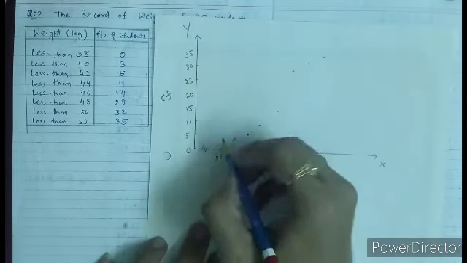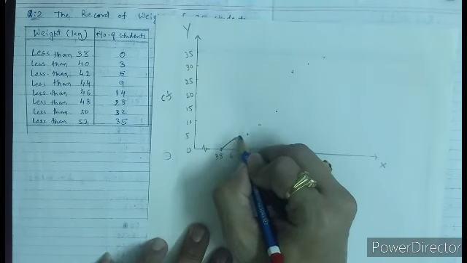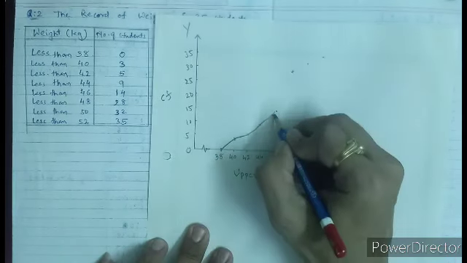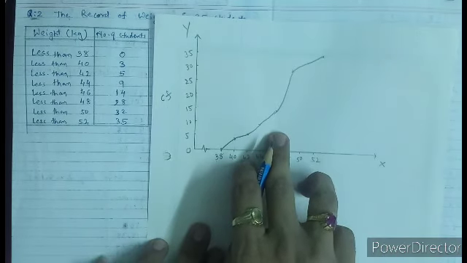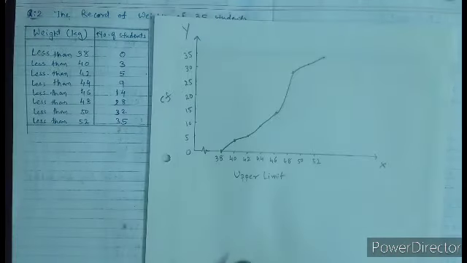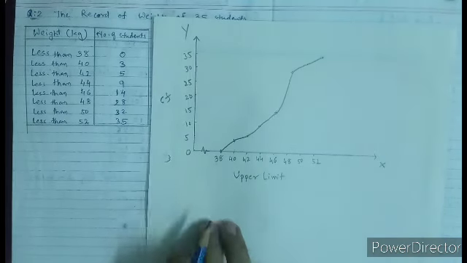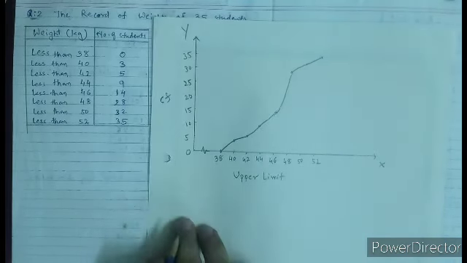Now we have to connect these dots through a curve. We are not to use scale to draw it. This is less than type of frequency distribution curve. Now the further question is, we have to obtain the median weight from the graph. Now this is very important to understand. How to obtain median from the graph?